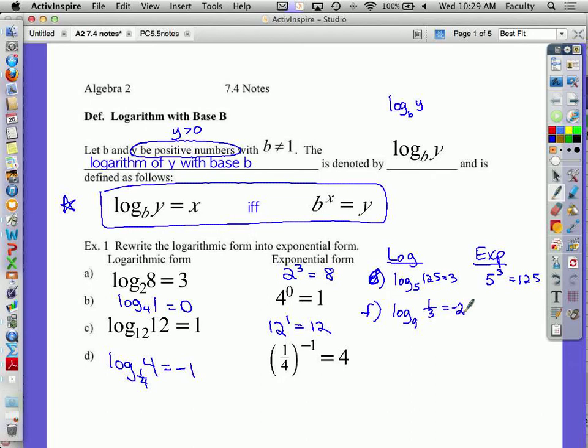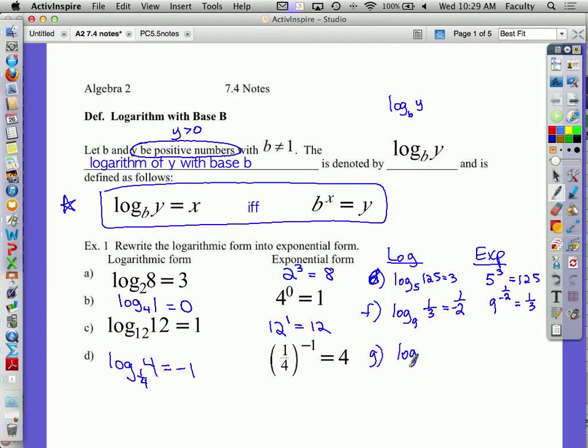All right, log 1/3 base 9 equals -2. All right, who would like to try this one, putting it in exponential form? Noah, what do you think? 9 to the -2 equals 1/3. Good. And actually, this should have been -1/2, sorry. That was my bad. All right, let's try another one.